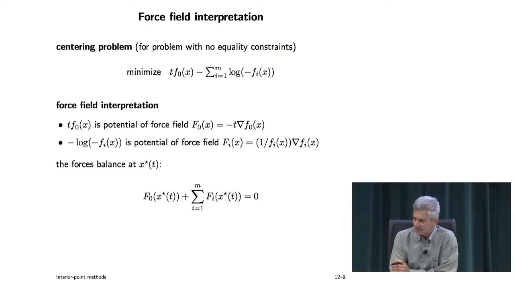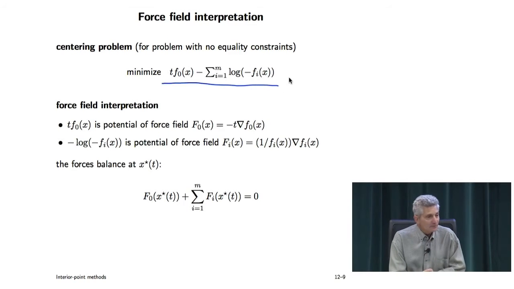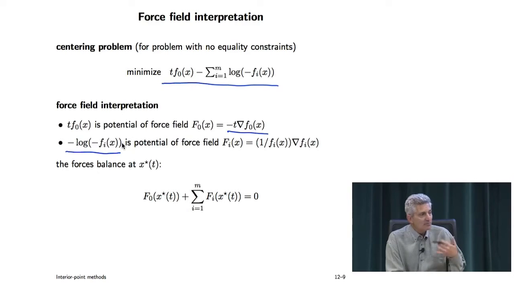You don't need to know any of these things, but they're just kind of cool to help understand what it is. Here's one. So let's forget the equality constraints. Let's suppose you're minimizing f0 subject to f_i less than 0. That's the log barrier, so let's center. You can think of it this way. I like to think of it as t f0, that's the potential of a force field. And the force field is minus t times the gradient. Right, so it's actually a potential. And then minus log of minus f_i, that's the barrier term associated with f_i less than 0.